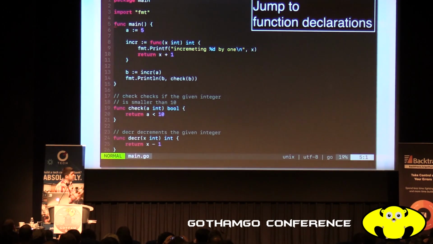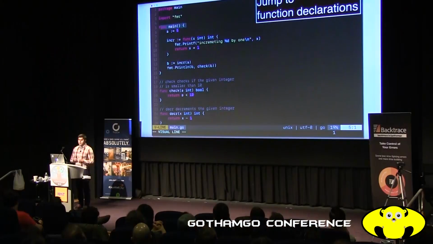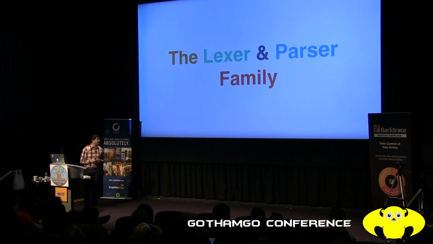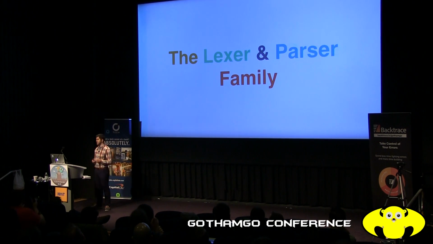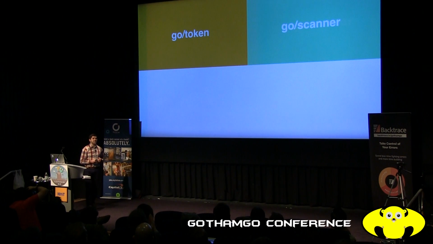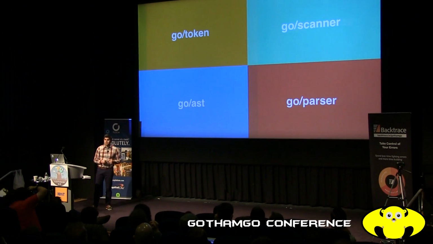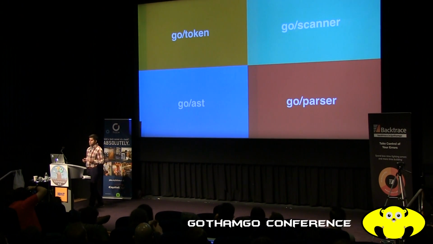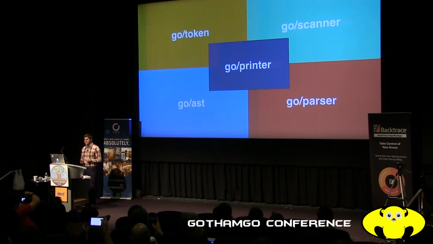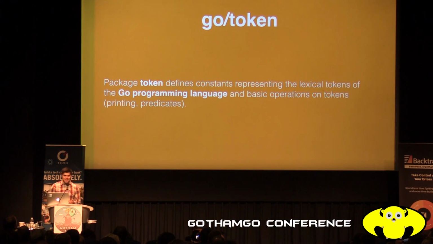So how do we write this? We have to start from the beginning, and I want to talk about the lexer and parser family a little bit. I'm going to cover the token package, the scanner package, the AST package, the parser package. No, it's not a Windows advertisement. And the printer package. So let's start with the token package.